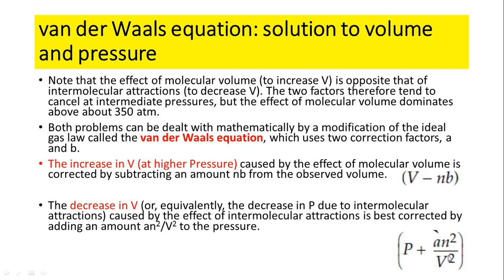What is important here is that because the pressure is decreased due to the intermolecular forces, you have to add a correction to the pressure in the ideal gas equation. So you add this factor a n square over v square. a and b are the constants for the correction of the pressure and the volume, where n is the number of moles and v is the volume of the gas. So this is all about the correction of the pressure and the volume.